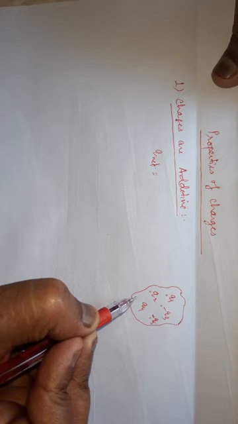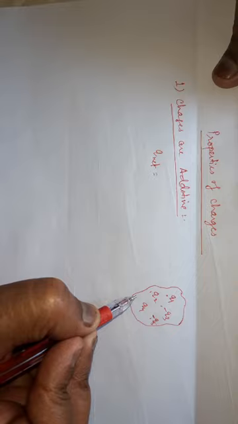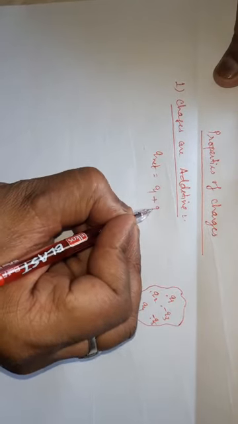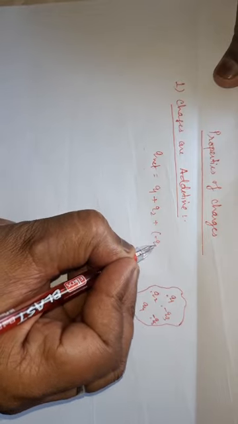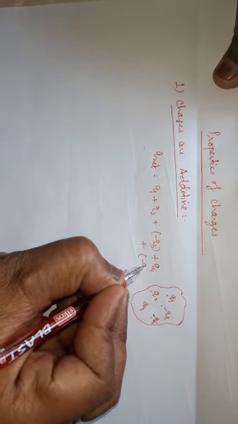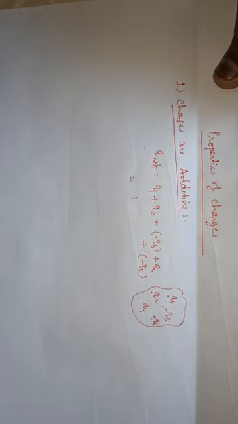Algebraic sum means if you are going to add these charges, you don't worry about the signs of the charges. If the charges are positive, take them as positive, and if the charges are negative, take them as negative. So Q net is plus Q1 plus Q2 plus minus Q3 plus Q4 plus minus Q5. So this is a way through which you can find the net charge present inside the body.